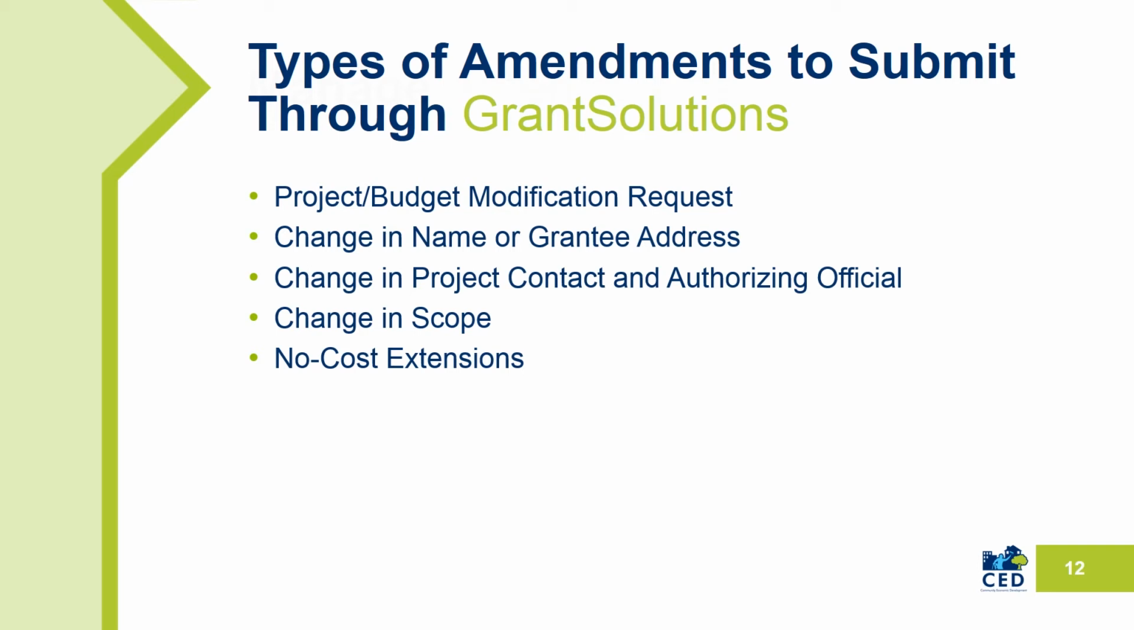You can also view amendments you have previously submitted in this section. The post-award actions that can be initiated in GrantSolutions include budget revisions. Ask your Grants Management Specialist whether to submit a Type 6 amendment, requiring prior approval, or a Type 8 amendment, not requiring prior approval. Change in grantee address, name change in project investigator or project director, change in authorizing official, change in scope. Again, ask your Grants Management Specialist which type of amendment you should be submitting, and no-cost extension.